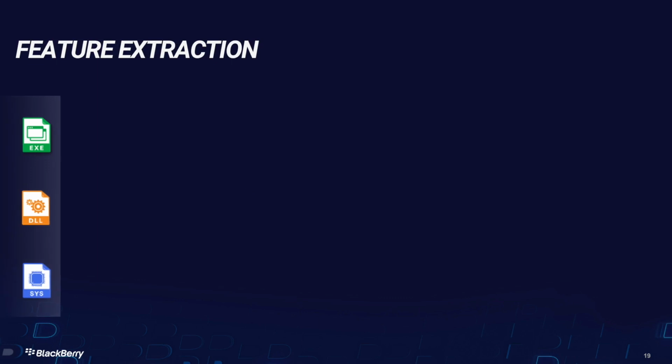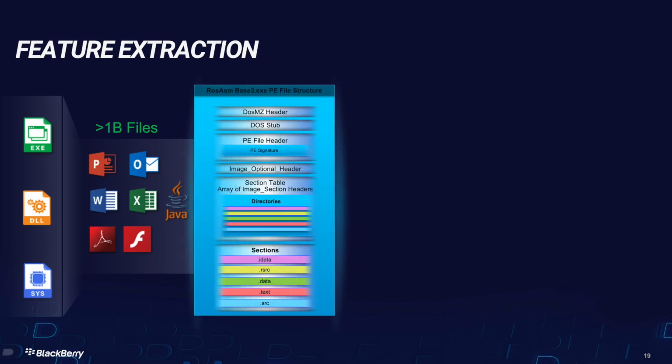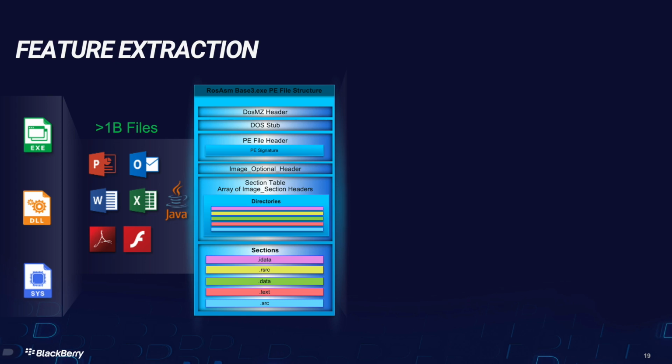Now let's take a deep dive into the actual feature extraction portion. So we begin with files. We actually start with greater than 1 billion files in the corpus. And we take an individual file and we break it down into different sections of interest that we're going to look at. And in those sections of interest, we examine more than 1.4 million features.